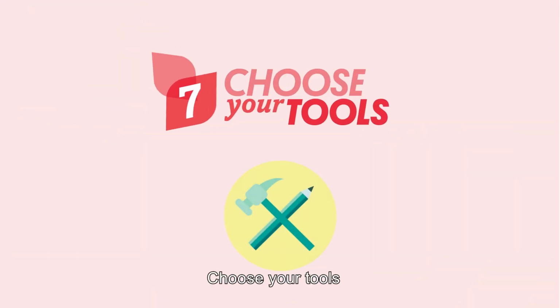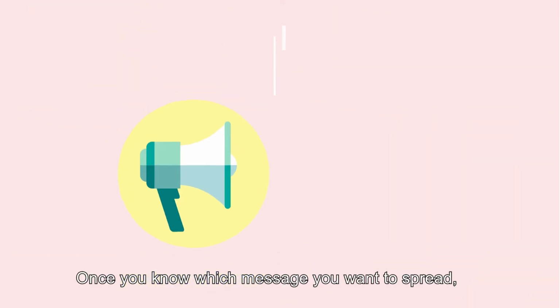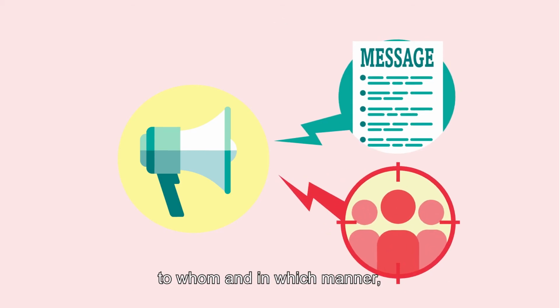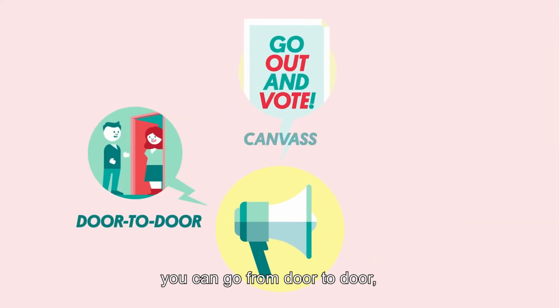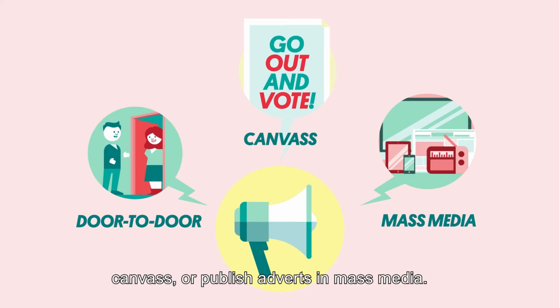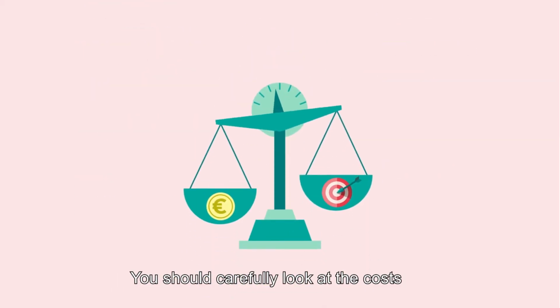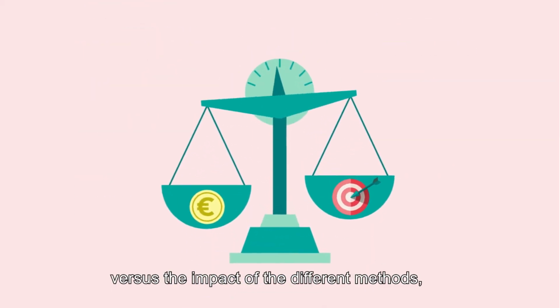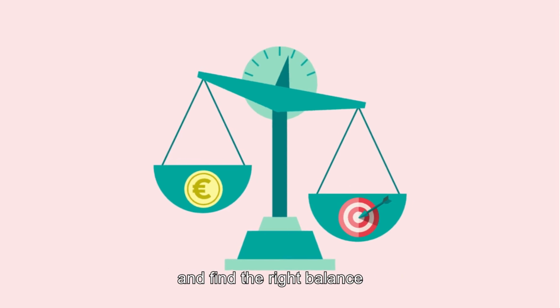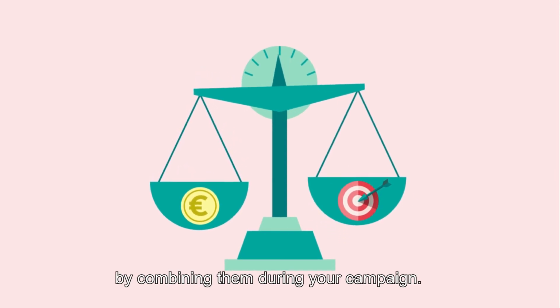7. Choose your tools. Once you know which message you want to spread, to whom and in which manner, you can choose your campaign methods out of the toolset available. You can go from door to door, canvass, or publish adverts in mass media. You should carefully look at the costs versus the impact of the different methods and find the right balance by combining them during your campaign.